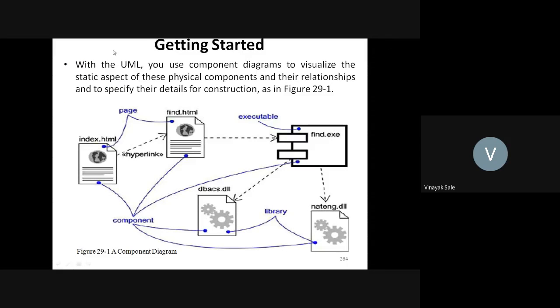So this figure shows a component diagram. With a UML component diagram, you visualize the static aspects of physical components and their relationships. These are the pages, these are the related pages, these are the library files, and this is a component. All of these are known as components.